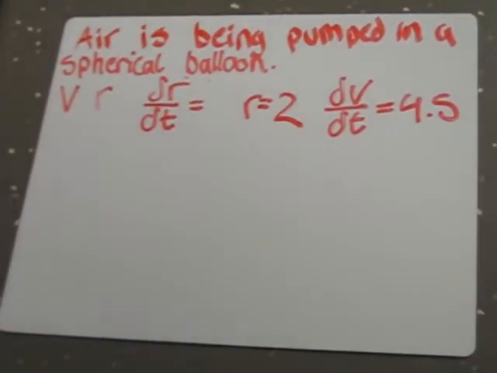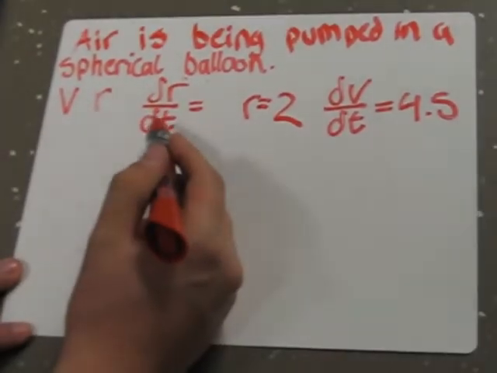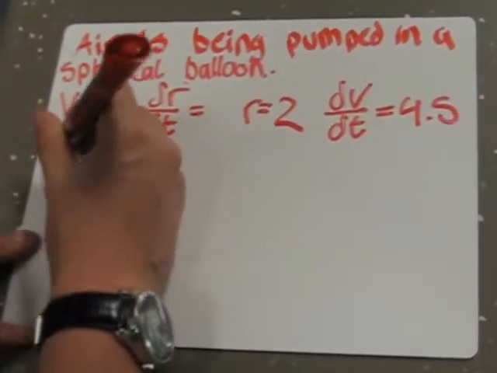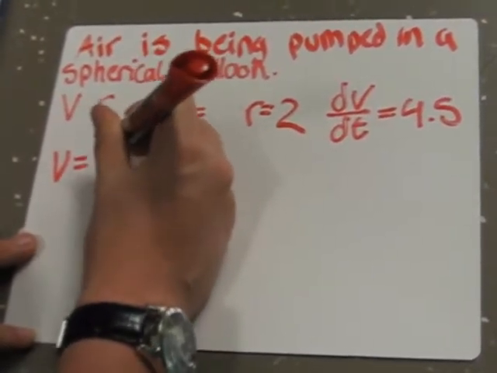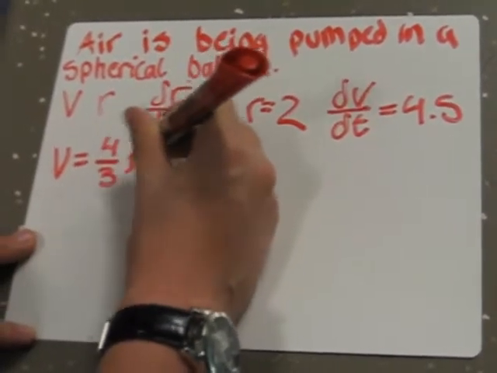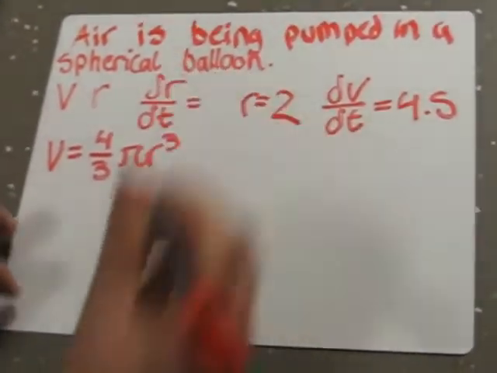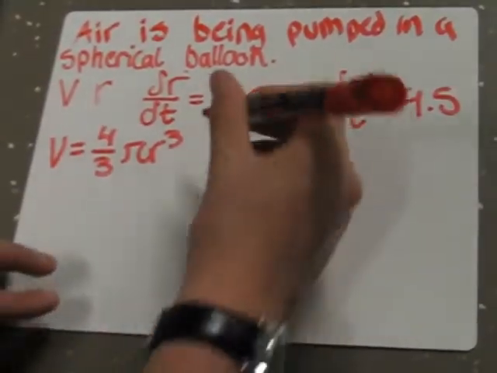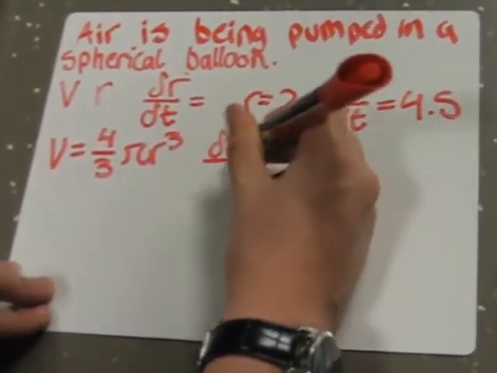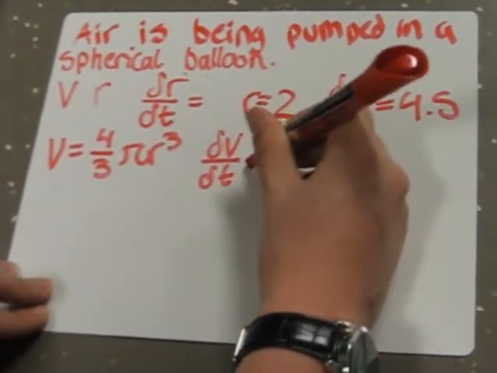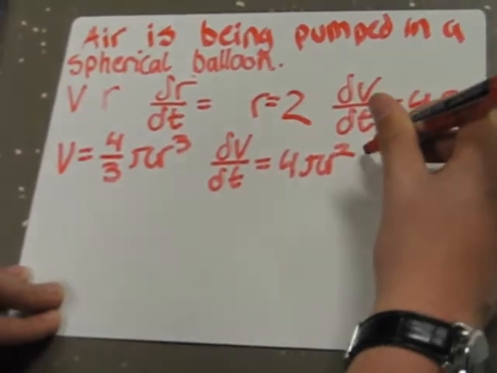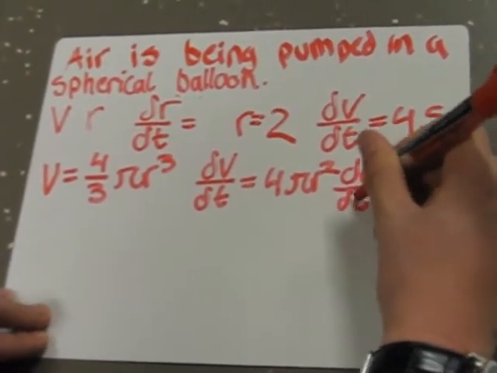So first, the other thing you want to do is relate the unknown, the radius, or the rate of the radius, to the known, volume. So V is equal to 4 over 3 pi r cubed. Next step is to derive this function so that you can get dr over dt. dV over dt is equal to 4 pi r squared dr over dt.